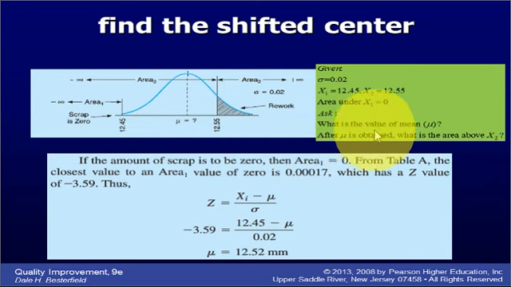So first, to find this mu value, you need to first get the z value, the standardized normal value associated with a 0 area below it. The smallest value that I can get from table A is 0.00017. This is the smallest value that I can get. And then by reverse lookup of the z value, I can tell that the z value associated with this area is minus 3.59. So I plug in the z value, the x1, 12.45, and the sigma, 0.02, so I can solve for the mu. And this mu is solved to be 12.52. So it's shifted to the right by 0.02 millimeters compared to the original process.